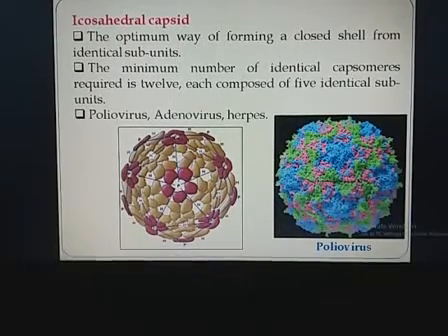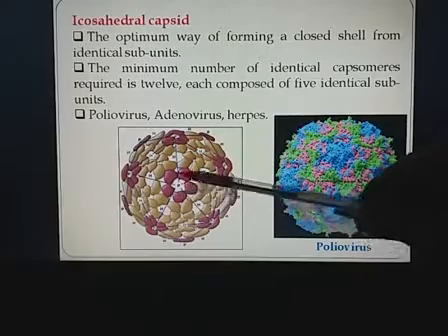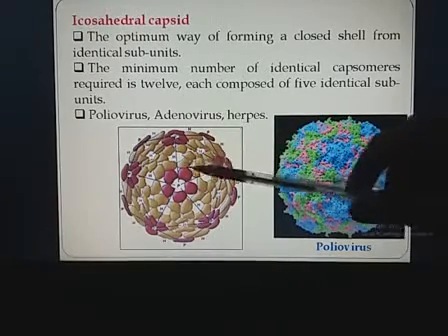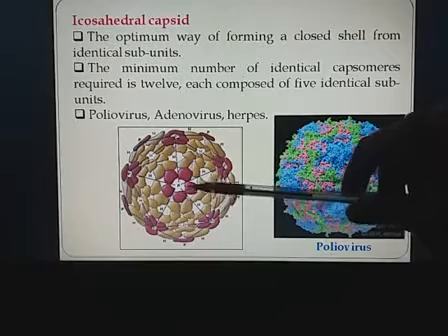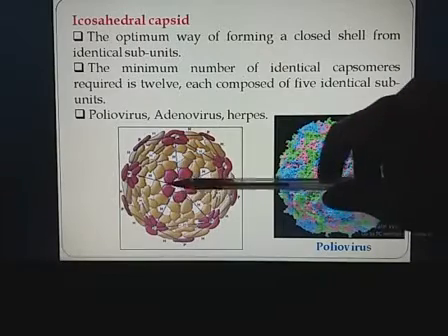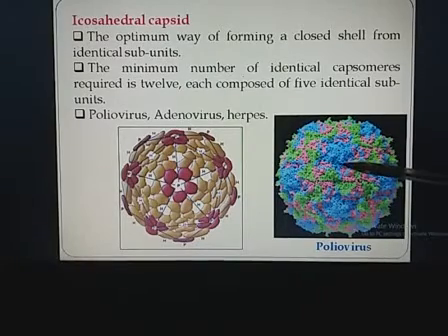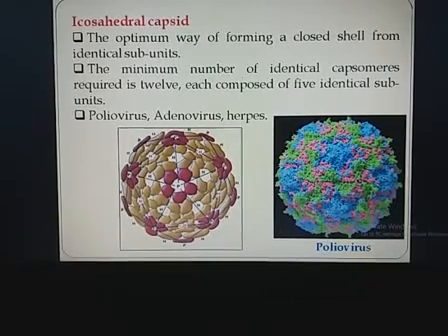Okay, so the minimum number of identical capsomeres required is 12. So these are the capsomeres. This is one capsomere, this is another capsomere, and each is composed of 5 identical subunits, or 1, 2, 3, 4, 5. So each capsomere is made up of 5 identical subunits. Each subunit is known as protomer. I repeat again, each subunit is known as protomer. Okay, so this is an example of an icosahedral capsid or icosahedral virus. This is a poliovirus. Other examples are adenovirus and herpes virus.